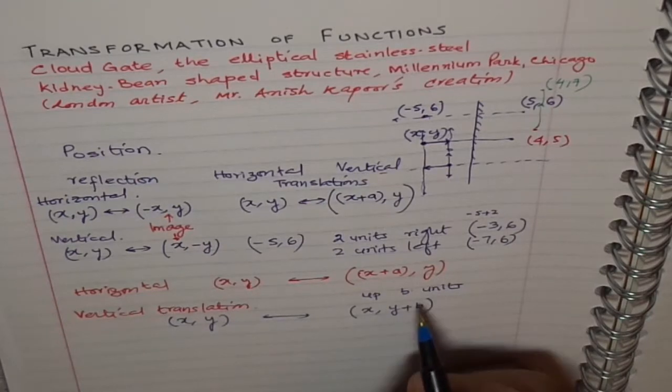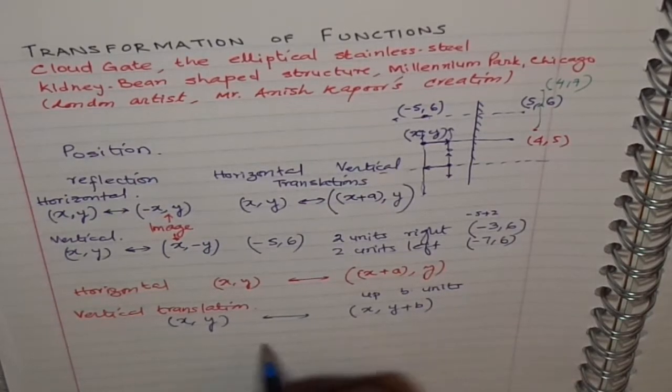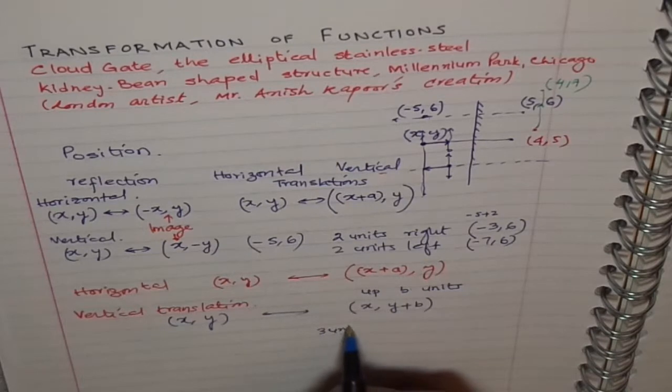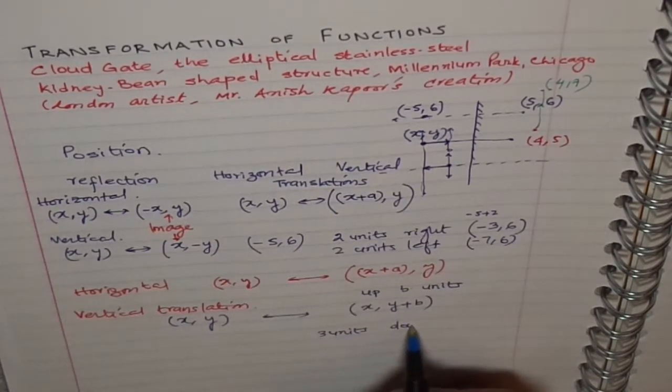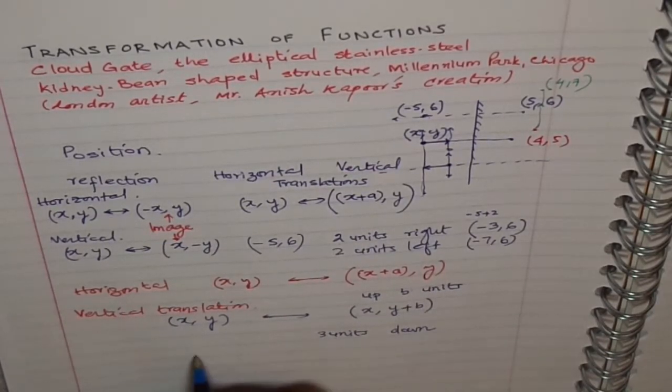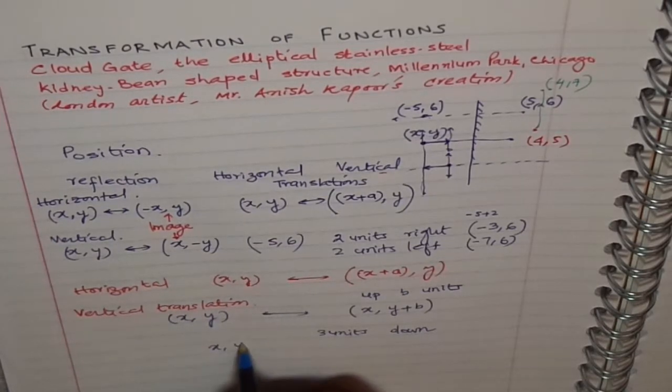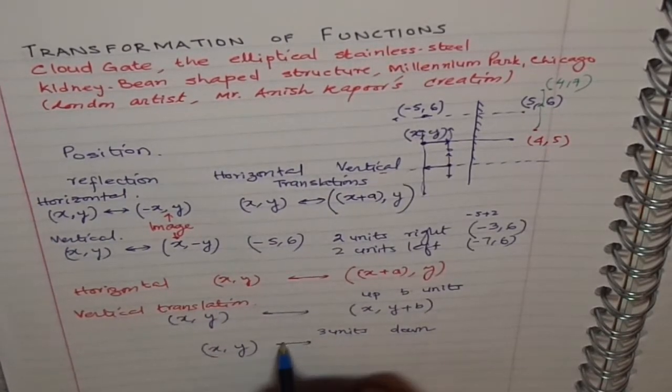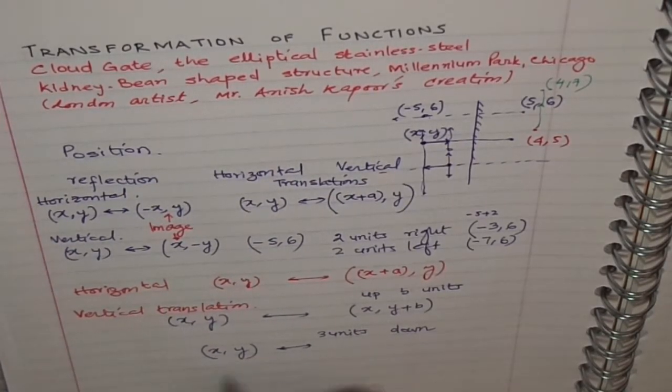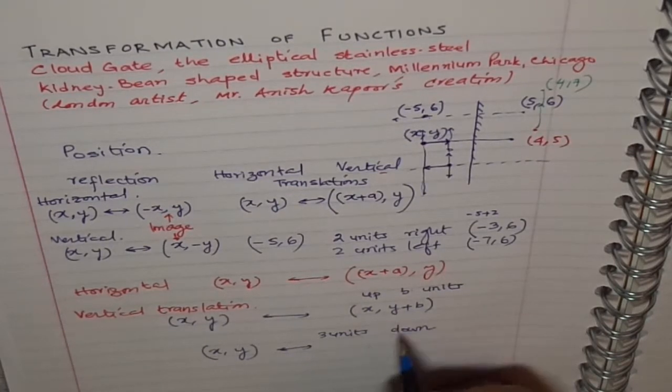If we move the point, let's say, 3 units down, then the original point, let's say, was (x, y), and we move 3 units down. What happens to y? It becomes y minus 3, and x remains the same.